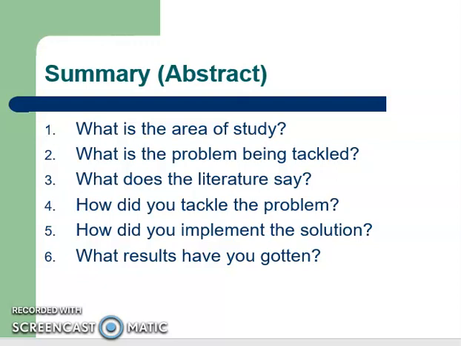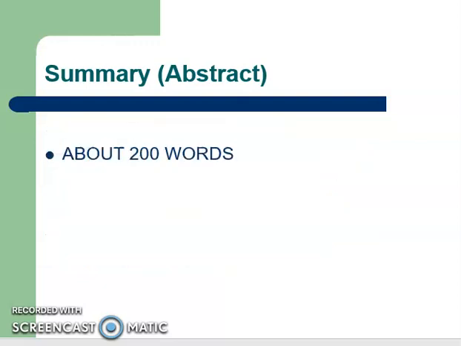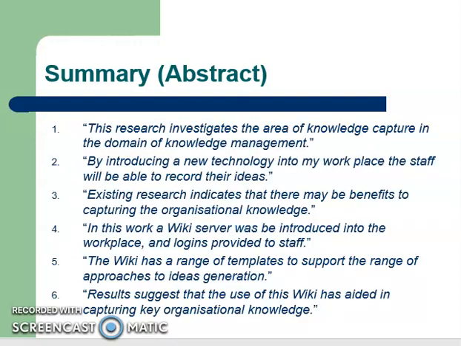The summary is just an overview of what you want to do for your project. I like to break that down into 6 questions. What's the area you're looking at? What's the specific problem you're tackling? What does the literature say? How are you going to tackle it? How will you technically implement the solution? And then what results do you anticipate getting, or how will you measure your results? It's usually about 200 words long.